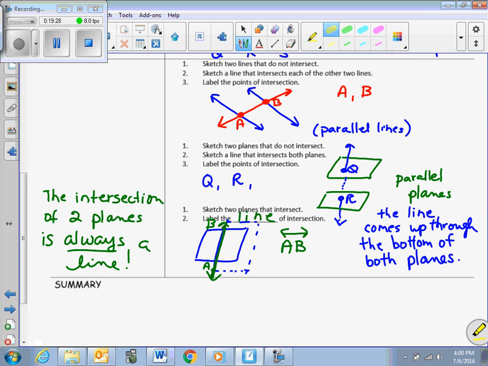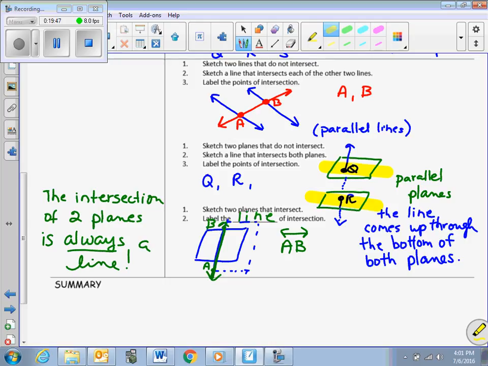All right, then we were asked to sketch 2 planes that do not intersect. Here are my 2 planes. I didn't name them, but they're green and they're parallel. That's the only kind of planes you're going to have that don't intersect, if they're parallel. Sketch a line that intersects both planes.